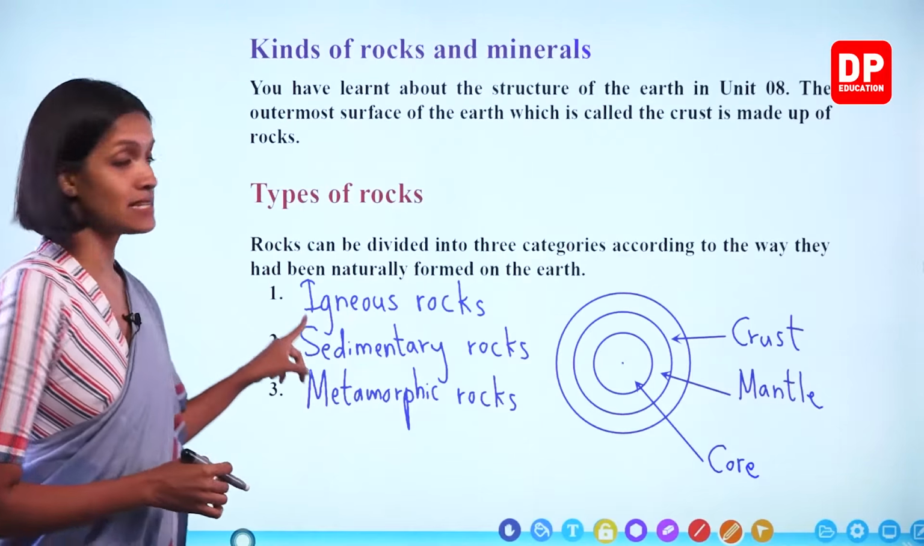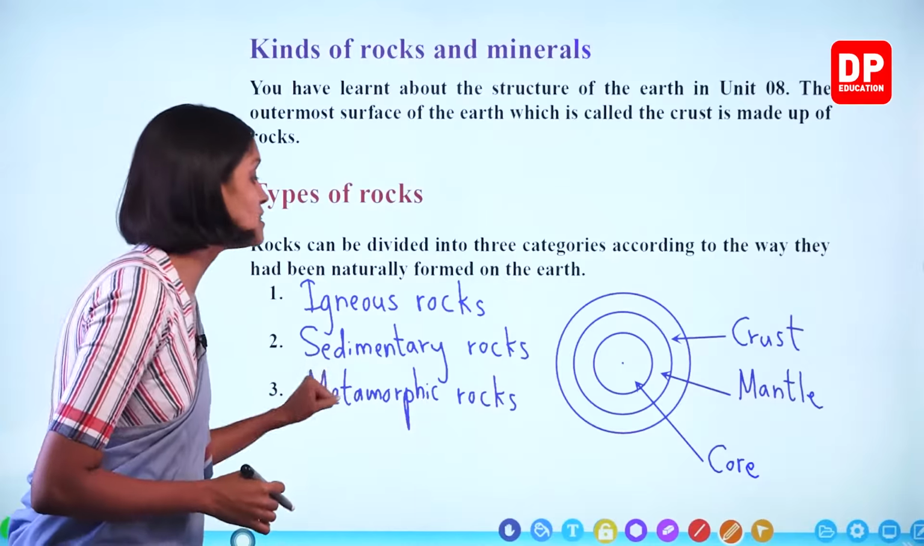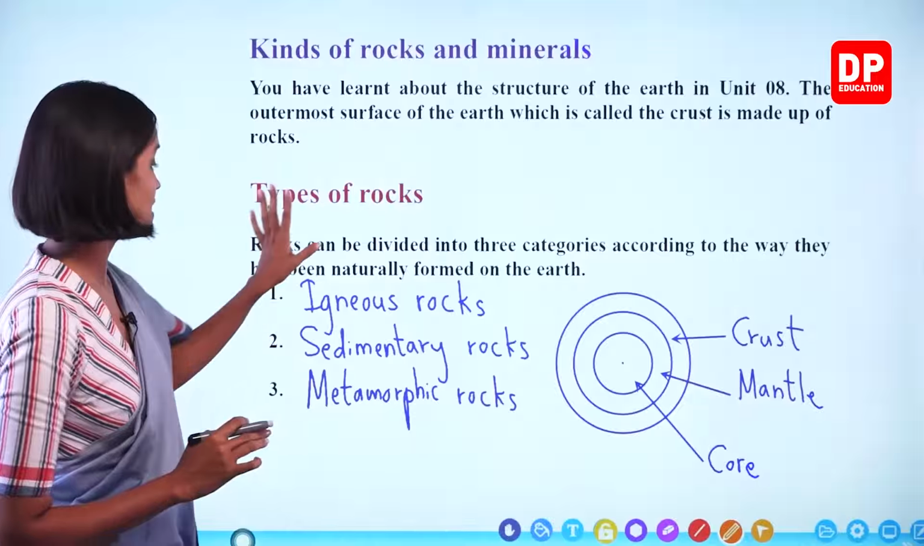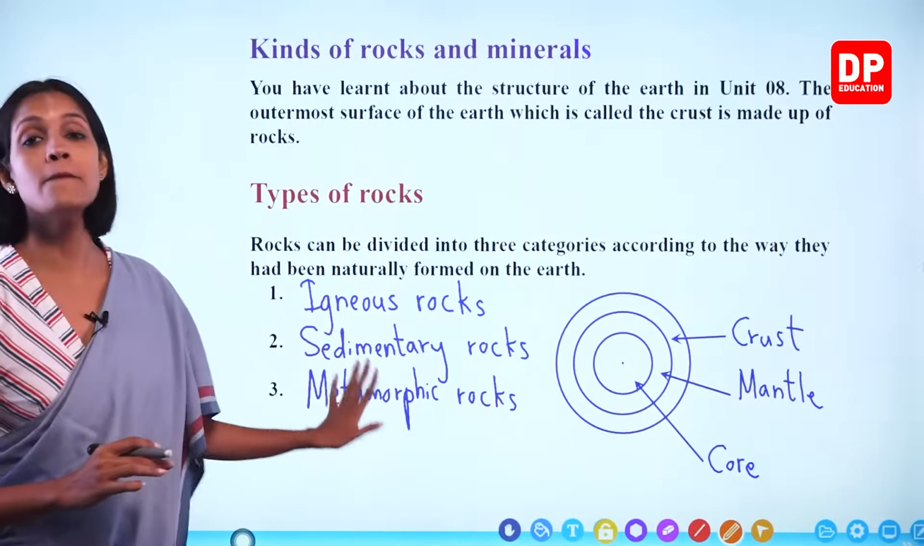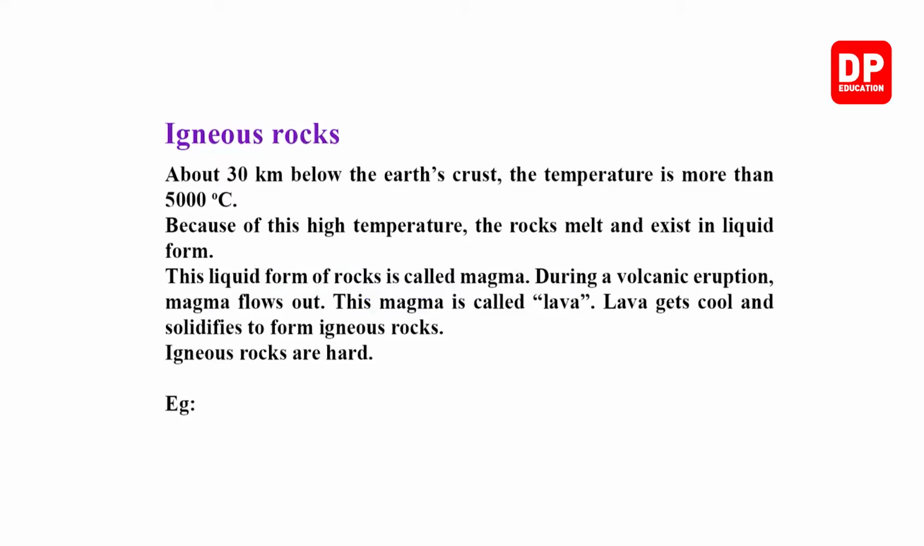Igneous rocks, sedimentary rocks, and metamorphic rocks. Based on the way they are formed on earth, we divide all the rocks present on the earth in 3 ways: igneous, sedimentary, and metamorphic rocks. We'll learn about them now. So igneous rocks, how are they formed?